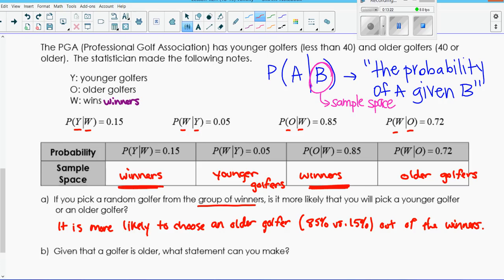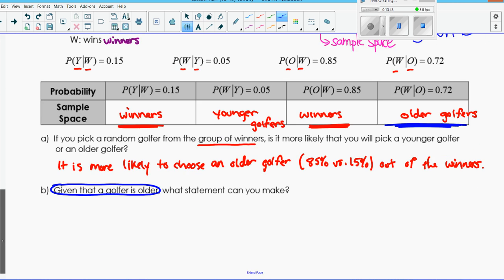Okay. The next one says, given that a golfer is older, okay, so here's our given. Given that a golfer is older, what statement can you make? So given that a golfer is older, which means then we are talking about this one right here. So this has the sample space that we're looking at. Well, it says that out of the older golfers, 72% of them win. So that's what this is saying right here.